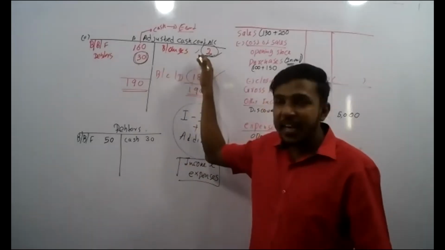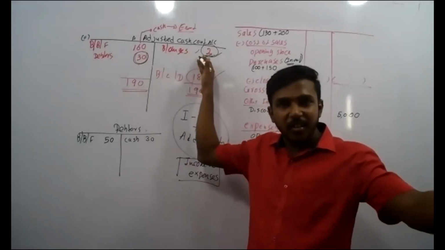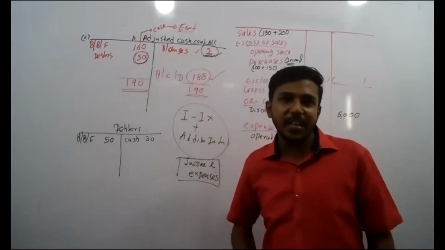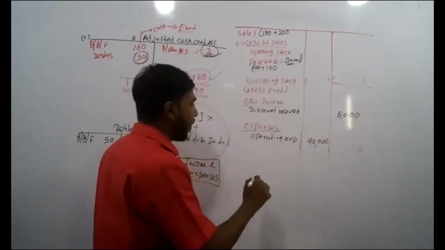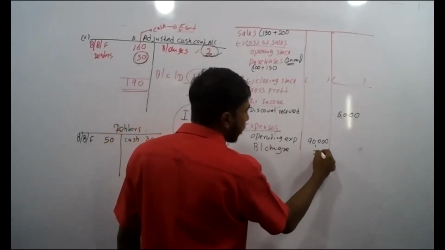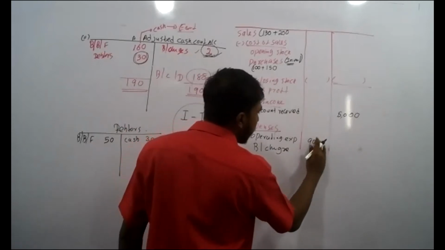Even if there were standing charges, electricity: credit cash control, debit electricity. So electricity should be recognized as an expense. So here comes the bank charges, 2,000, right? We'll make it thousands.